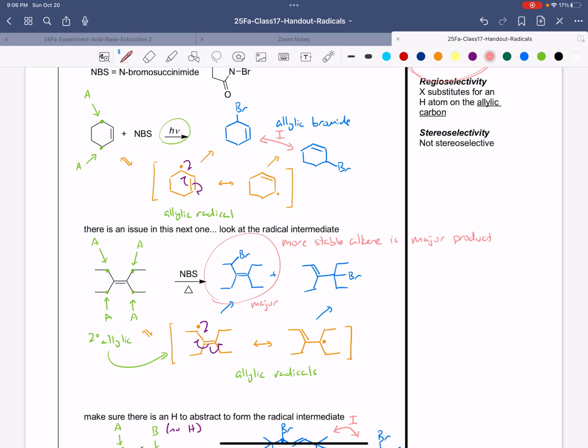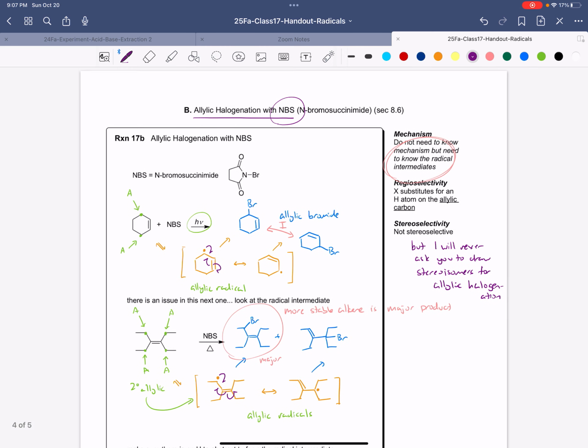I'm not going to make it complicated on the exam. You know, it's not stereoselective, but I will never ask you to draw the stereoisomers of an allylic halogenation. So no wedges and dashes for allylic halogenation. Okay, so that's one good thing, that I remade this handout.